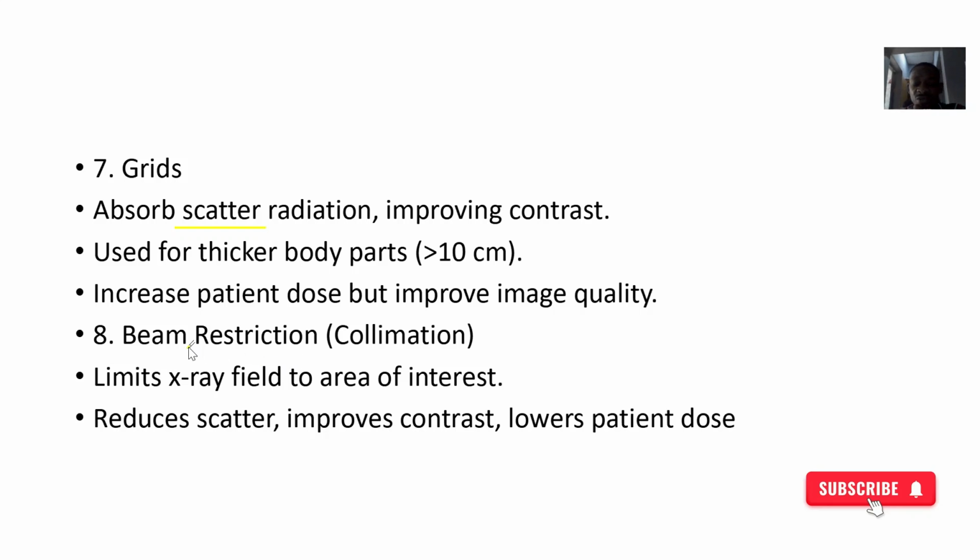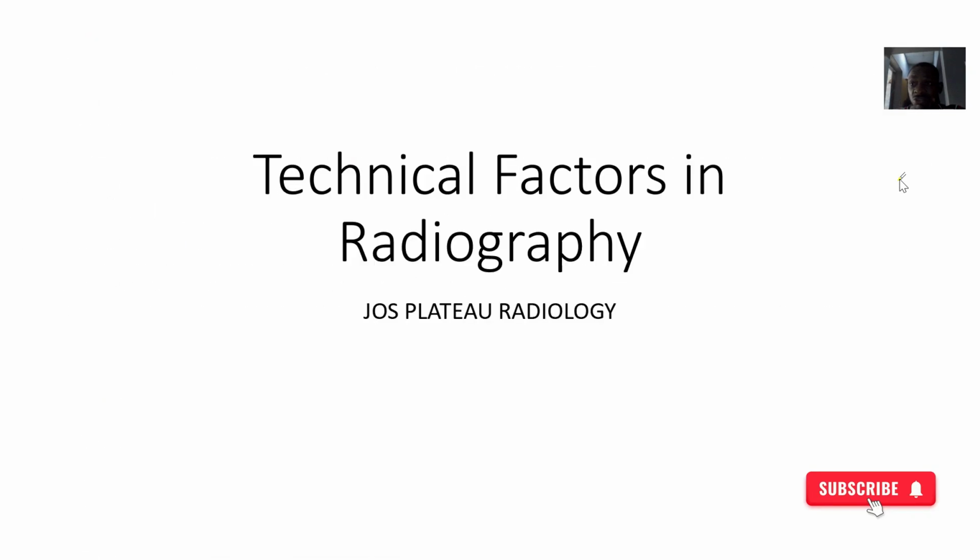Then we have the beam restriction, which is collimation. This will help to channel the beams just to the part where you need it. Instead of leaving them scattered, it will actually channel them to the place where you need the imaging to be very clear.